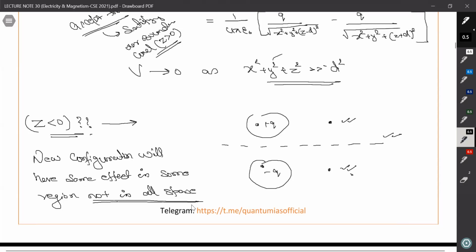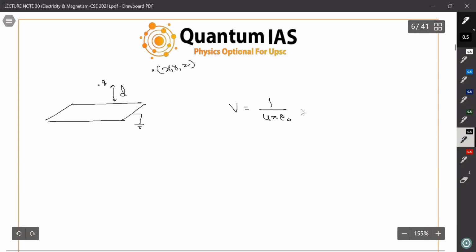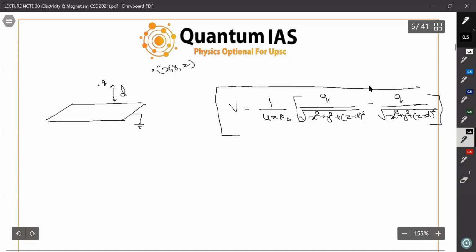Now, what can we take out from here? If you are given that this is the conductor and it is grounded and you have Q and this is D, find out the potential at any point whose coordinate x, y, z is given. So you have the answer. What is the answer? 1 upon 4 pi epsilon naught, Q upon root under x square plus y square plus z minus d whole square, minus q upon root under x square plus y square plus z plus d whole square, right? So this was our problem to find.